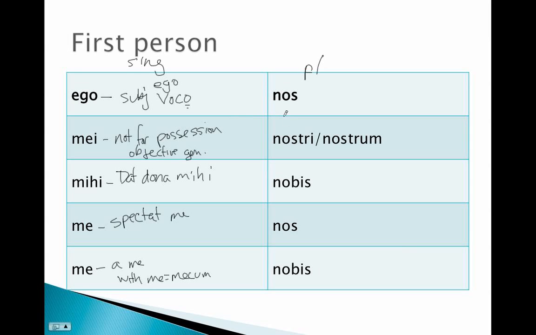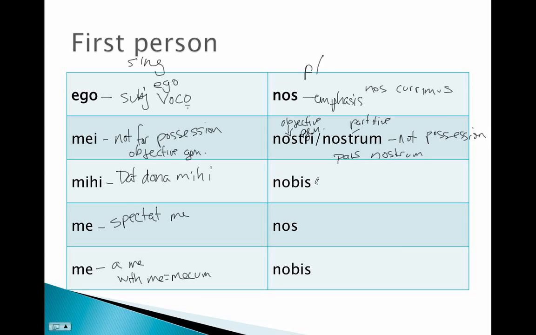Same situation goes with the plurals, nos, nostri or nostrum, nobis, nos, nobis. So the nominative is used for emphasis. Nos currimus, we are running. Nostri is going to be used for that objective genitive. Again, we'll talk about that later. And nostrum is the partitive idea. So if I were to say part of us, pars nostrum. But these are not, again, not possession.